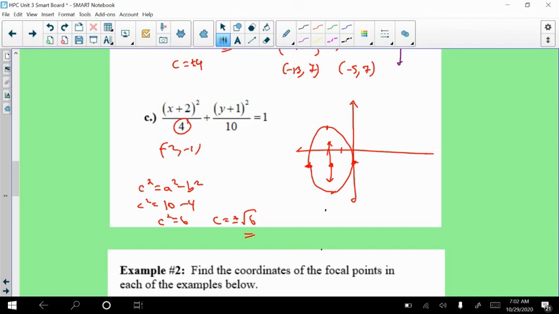And so then, again, going from the center, if the center was -2, -1, the root 6 is in the y direction. So we're going to be augmenting that -1.